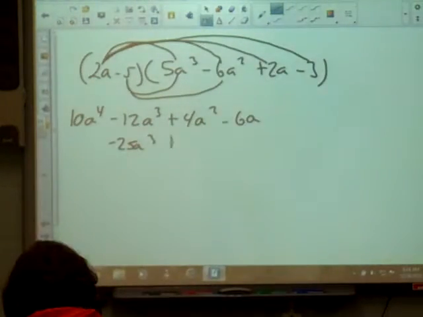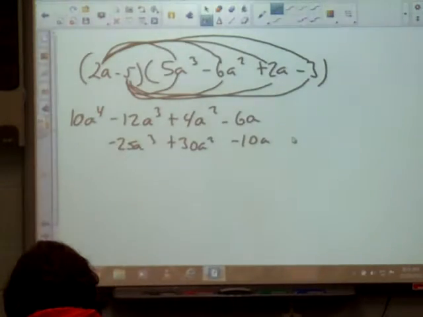Positive, right? Positive 30a squared. And I got -5 times 2a, which is -10a. And then I got -5 times -3, positive 15. And there wasn't a like term for it to go underneath, so see, it just stuck out there.